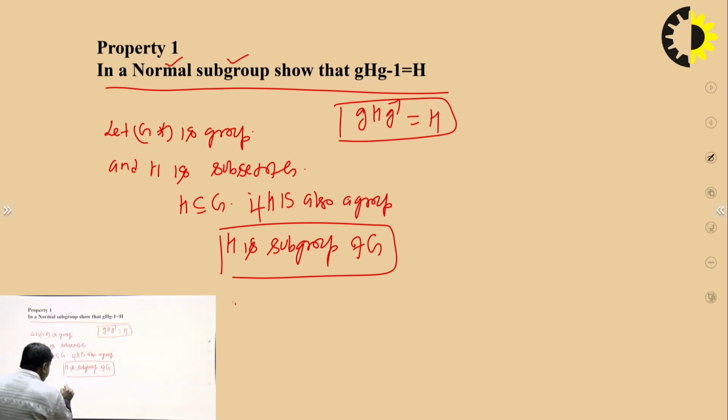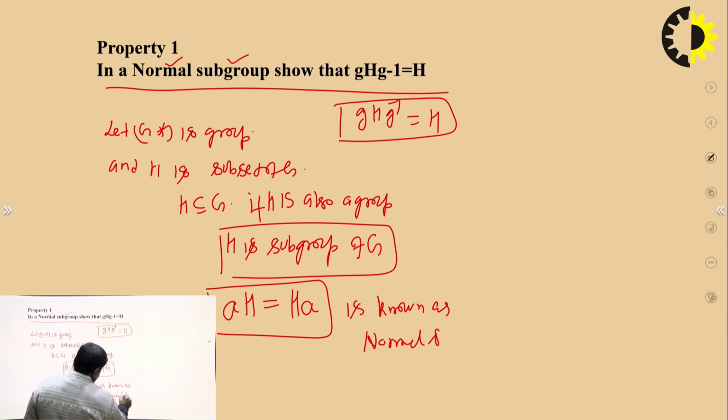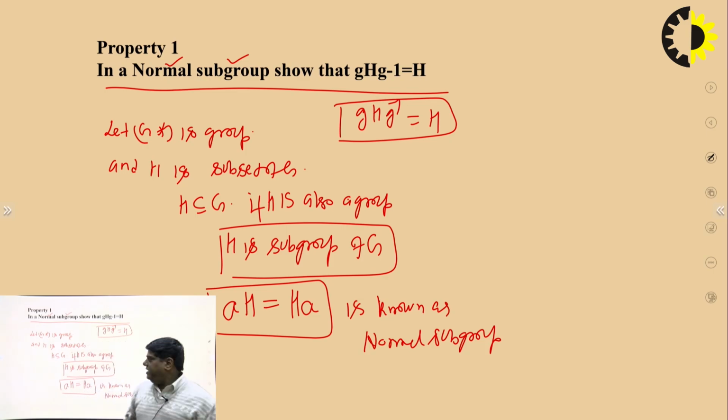Now what is a normal subgroup? If for any element g we operate on H from the left and from the right, and these two are equal, then that subgroup is known as a normal subgroup. These are the two definitions we discussed, subgroup and normal subgroup. For a normal subgroup, this property is followed.